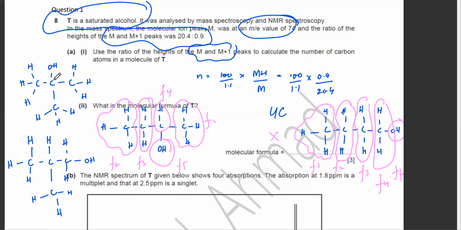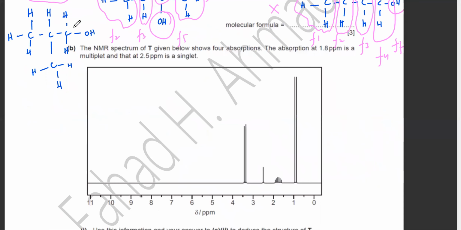There are going to be 2 peaks because the CH3s are identical. All of them are exactly the same: CH3 next to COH, CH3 next to COH, CH3 next to COH. So they're going to resonate at one single frequency, and this OH will resonate at the other frequency. So that's 2 peaks. So our answer is this one over here.